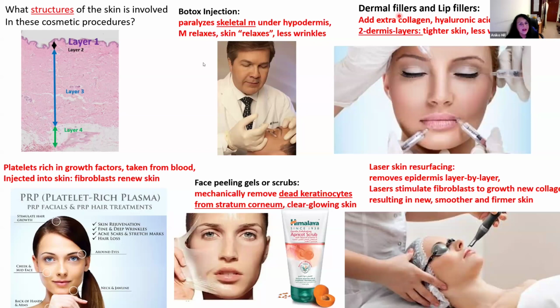Now these slides have a couple of interesting applications. What structures of the skin are involved in these cosmetic procedures? The Botox injections, probably you know, paralyze the skeletal muscle under the hypodermis. In theory, this is going to relax the muscle. Therefore, the skin is relaxing, and therefore fewer wrinkles show up. The dermal fillers have extra collagen, hyaluronic acid, and lipid that they inject into the skin here or the lips.